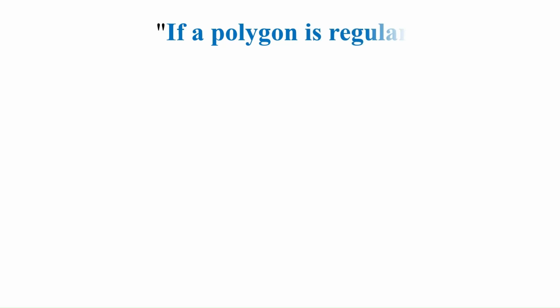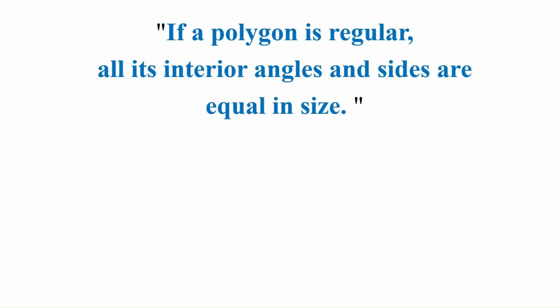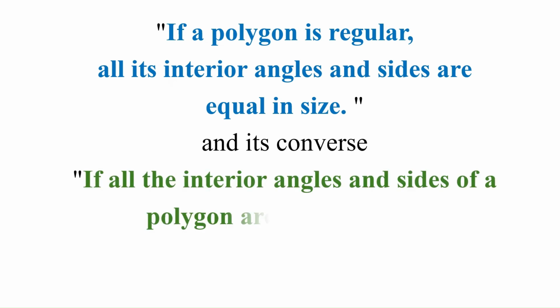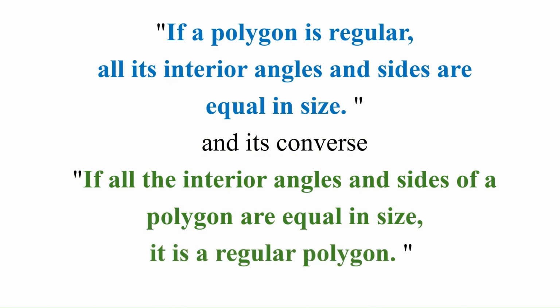If a polygon is regular, all its interior angles and sides are equal in size. It's a true statement. And its converse, if all the interior angles and sides of a polygon are equal in size, it is a regular polygon, is also true.